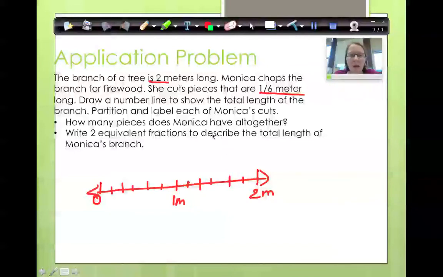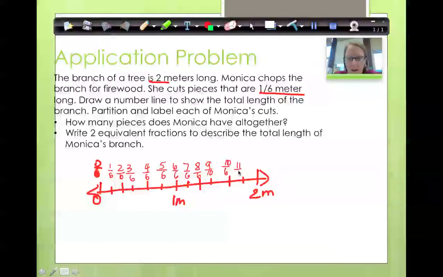Now, we drew the number line to show the total length of the branch. Now we need to partition and label each of Monica's cuts. So here we go. We have 0/6. I wonder if I can make a smaller pencil. Here we go. Let's try this. 0/6, 1/6, 3/6, 5/6, 6/6, 7/6, 8/6, 9/6, 10/6, 11/6, and 12/6. Okay.